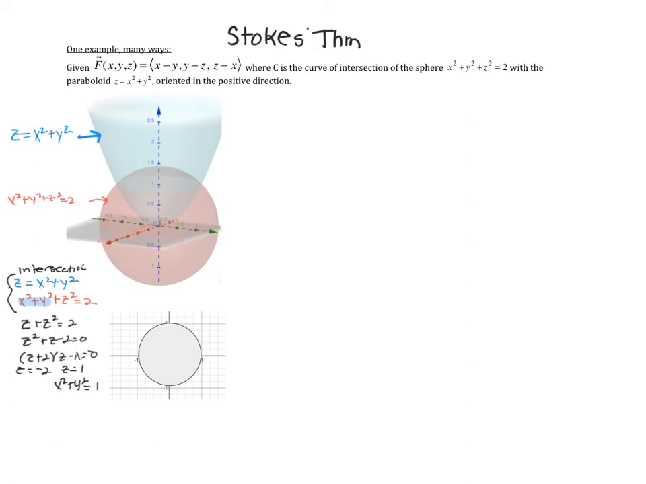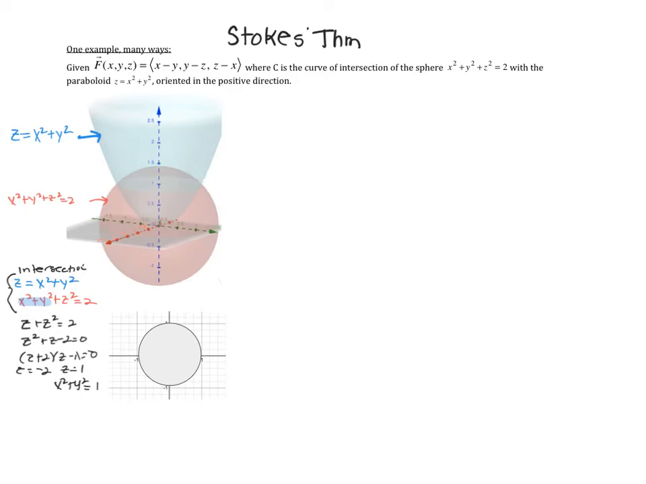In this example, we're going to take a look at applying Stokes' theorem in a few different ways. In this problem, we have the sphere x squared plus y squared plus z squared is 2, and the paraboloid z equals x squared plus y squared. And we have a curve of intersection of those two.